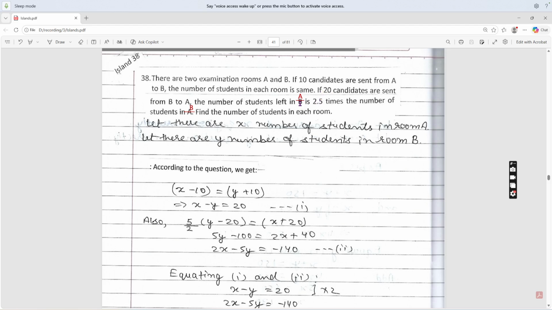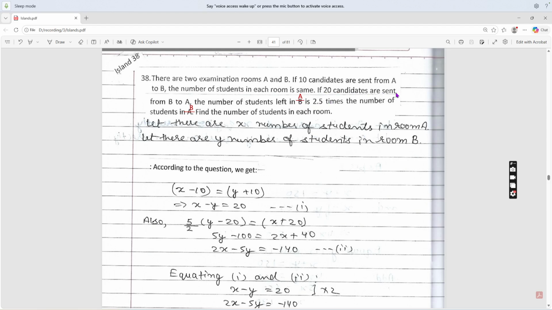If 20 candidates are sent from B to A, in B, the new arrangement would be y minus 20, because originally the B room has y number of candidates. So when some candidates are shifted from room B to room A, the new number of candidates would be 20 less in room B, and 20 more in room A. Simple. Then the ratio is given 5 by 2. Here it is written 2.5 means 5 by 2.